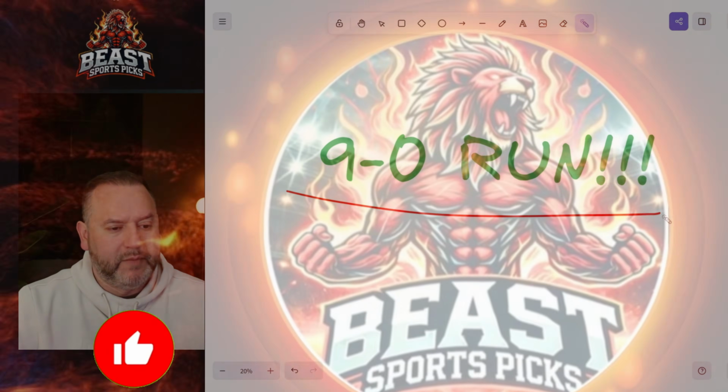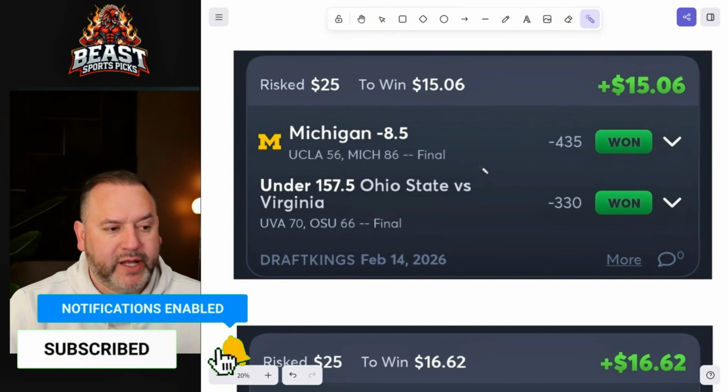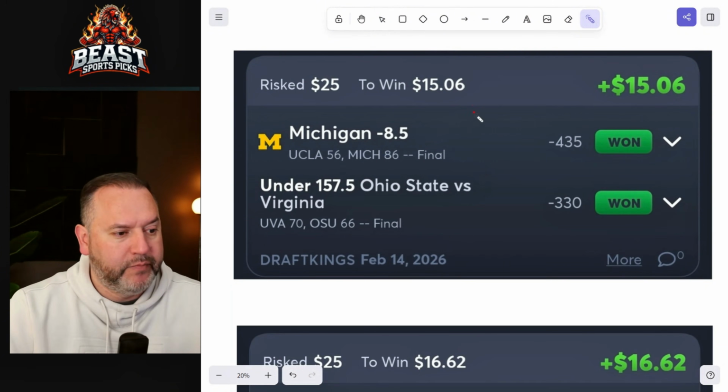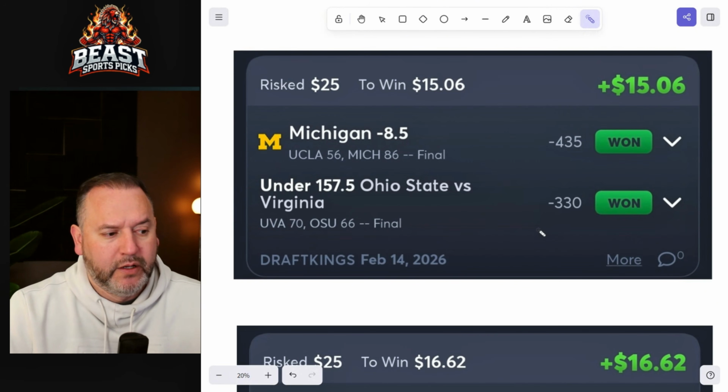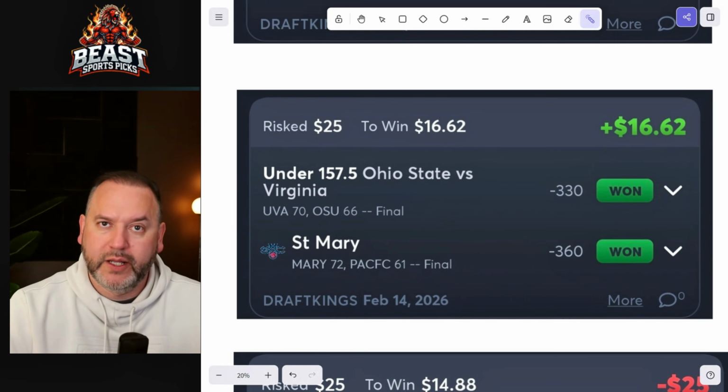All right, guys, so like I mentioned a few times, 9-0 run. Let's keep it going. Very quickly, I want to talk about what happened yesterday. This is in the VIP. I took Michigan at a -8.5. And then we took Ohio State versus Virginia under 157. You can see right here they hit about 140 something. Then we took Ohio State again under 157, and then I took St. Mary's. I actually mentioned this one in the video yesterday, but I said it wasn't correlating and stuff like that.